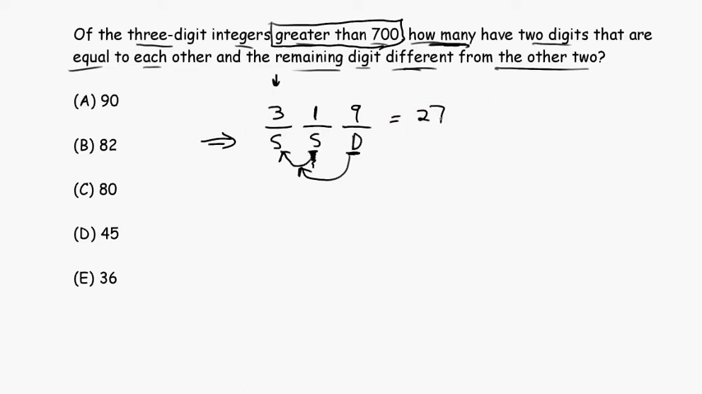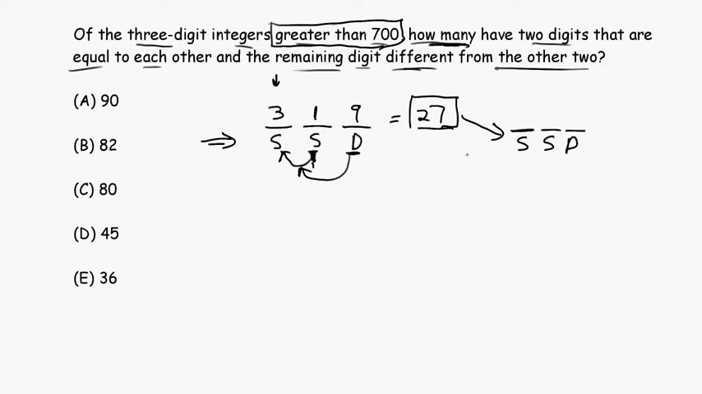So it turns out that this 27 is the number of three-digit integers greater than 700 where the first two digits are the same and the last digit is different. Specifically, that's what that 27 represents. However, we might have other possibilities.